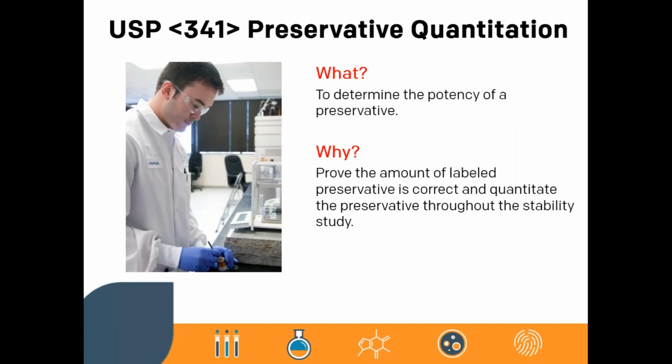Okay, preservative quantitation. Another method for testing the preservative is chemical quantitation, and that allows you to actually test the concentration of the preservative through a chemical method or a chromatographic method.